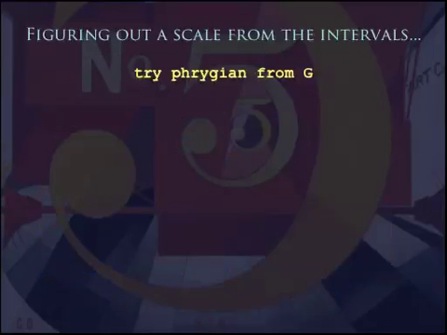All right, so let's try creating a mode from a certain starting pitch. So in this case, we'll create a Phrygian scale starting from G.